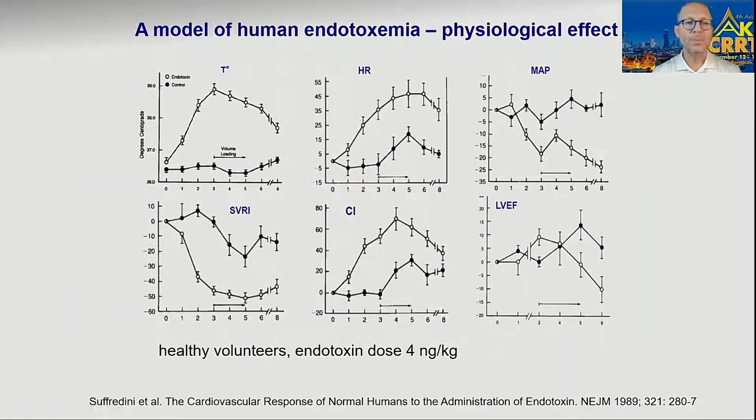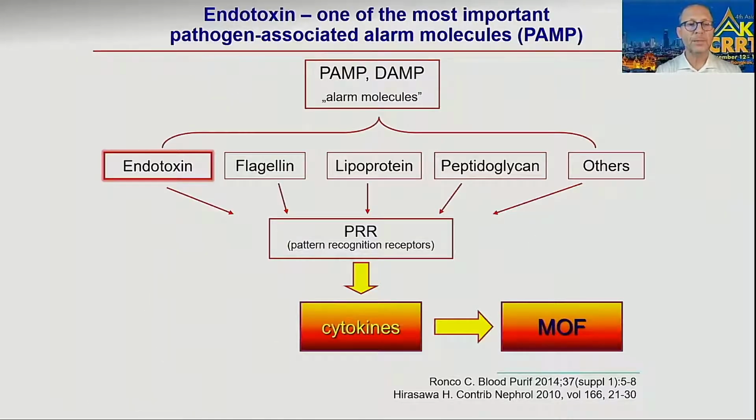Humans are extremely sensitive to endotoxin, and even very small doses cause severe symptoms. Intravenous injection of endotoxin in healthy volunteers results in severe cardiovascular response, causing fever, tachycardia, hypotension, and cardiac depression. Endotoxin plays a very prominent role in the pathogenesis of sepsis. It is one of the most important alarm molecules that trigger a release of cytokines that may lead to multi-organ failure.